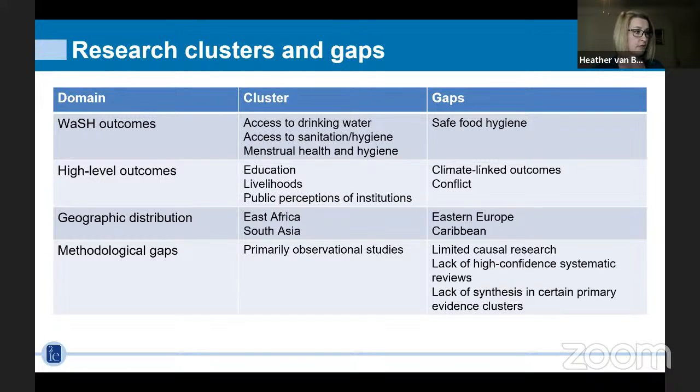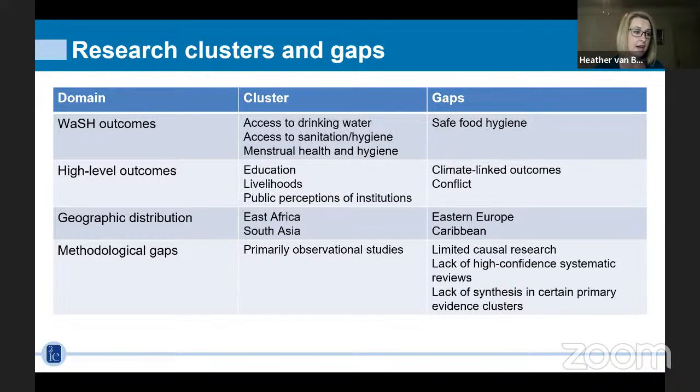As far as the geographic distribution, generally we find studies across all world regions. We find a definite concentration of studies performed in East Africa and South Asia, and relatively few in Eastern Europe or the Caribbean. And when it comes to methods, we find that most of the studies we included were observational studies. So there is a bit of a limitation there, that these only show an association or a correlation and don't have the causal inference that may be helpful. So that's a gap that could be pursued in the future to identify more of the causal links between WASH and these high level outcomes.